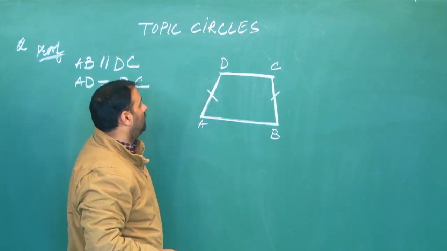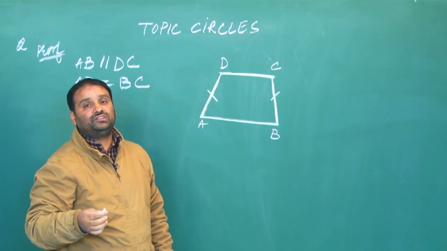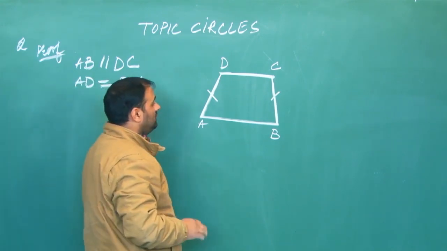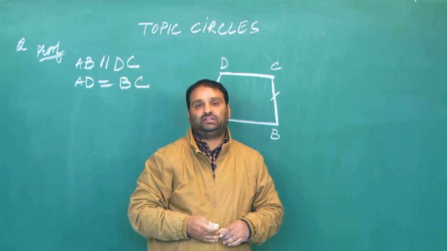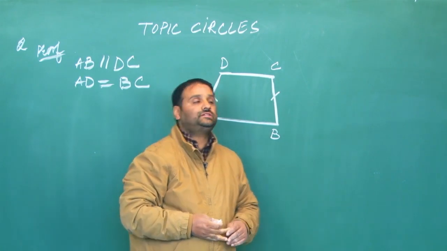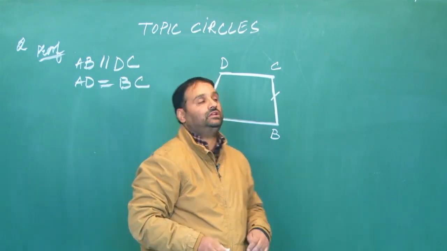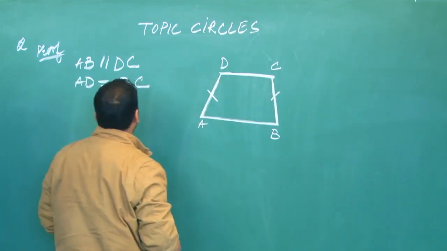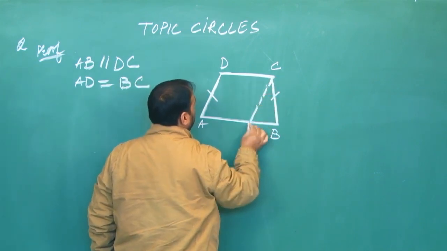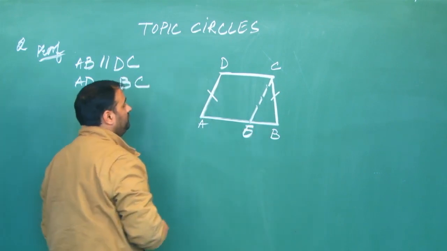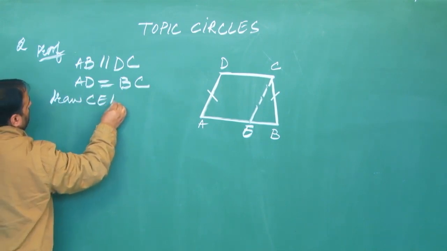So we know that a quadrilateral is cyclic if its pair of opposite angles sum to 180. So either we can prove that angle A plus angle C is 180, or we can prove angle B plus angle D is 180. This way we can prove that this type of trapezium, where non-parallel sides are equal, is a cyclic quadrilateral. To prove that, we have to do a construction. You draw a line CE parallel to DA.